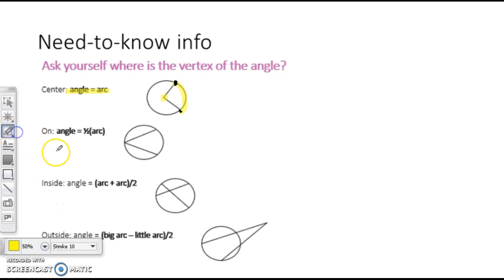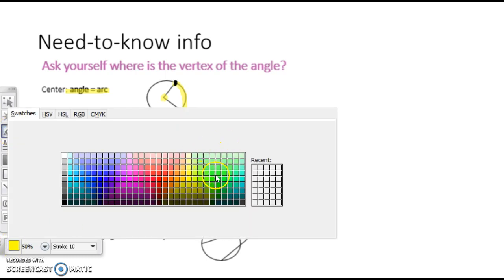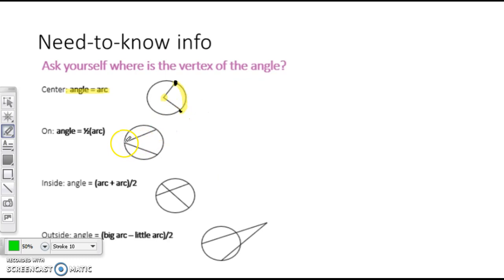Alright, the next thing, if the angle is on the circle, if the vertex of the angle is touching the circle, then the angle equals half the measure of the intercepted arc. And again, that intercepted arc is from the two endpoints of your angle. It's the part of the circle that connects those two endpoints. So the angle would be half the arc. If the arc was 80, the angle would be 40. If the angle was 50, the arc would be 100.